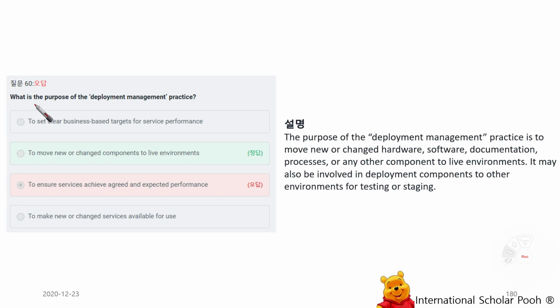What is the purpose of the deployment management practice? To move new or changed components to the live environment. The purpose of the deployment management practice is to move new or changed hardware, software, documentation, processes, and any other component to the live environment. It may also be involved in deploying components to other environments for testing or staging.